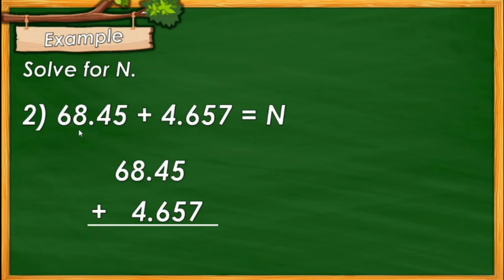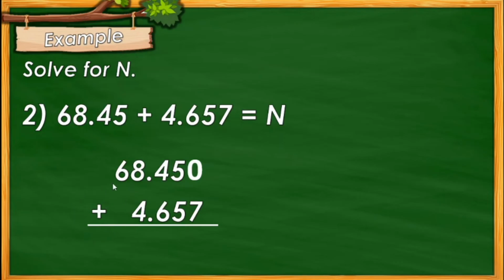Next, let's proceed to example number 2 to further analyze this topic. So 68 and 45 hundredths plus 4 and 657 thousandths is equal to n. Again, align the decimal numbers vertically in column, and then align the decimal point vertically. Okay, next, add 0 if possible to make the same highest place value, and then perform the operation.